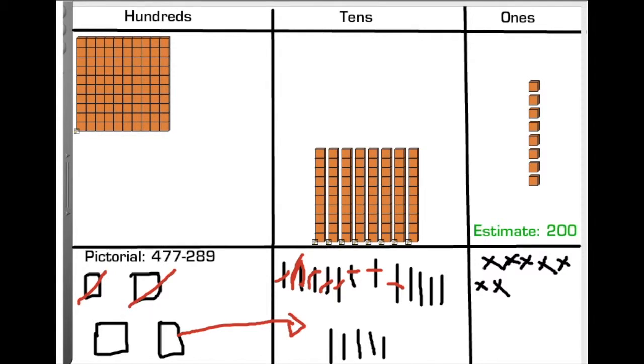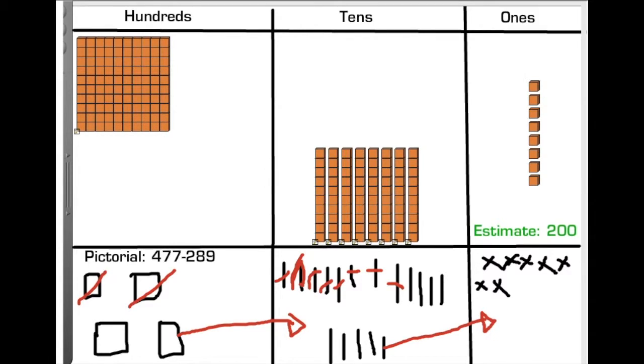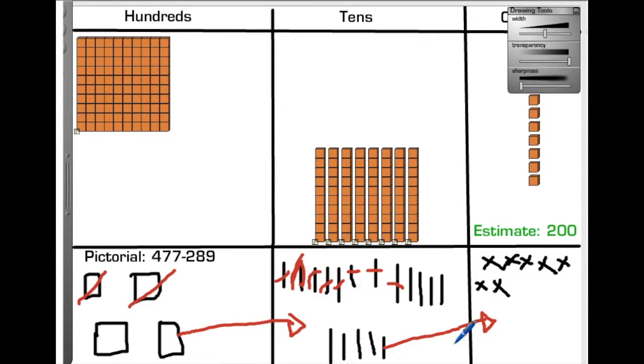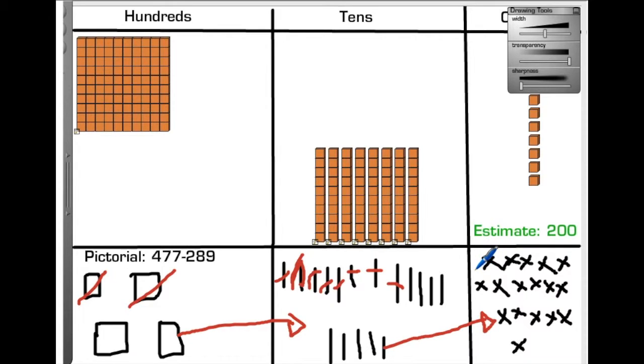Now we can represent this trade again by drawing from the 10 that we're going to trade, drawing an arrow over to the ones, and now we can draw 10 ones. And again, we can show how many ones were subtracted by simply crossing them out with the red pen. So we needed to subtract 9 ones, so we'll cross out 9 of the x's.